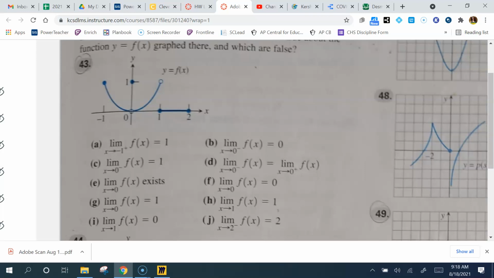Does it matter if it's closed or inclusive? No, it does not. Remember, that has to do with the function value at that point, but not the limit. Oh, that makes a lot of sense. Because you're going to get to that when we get to 0, right?